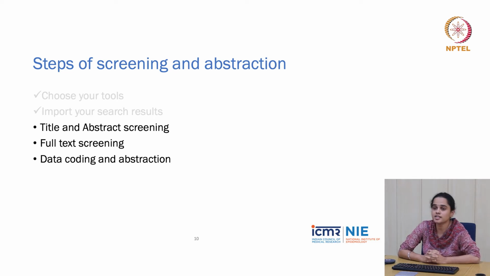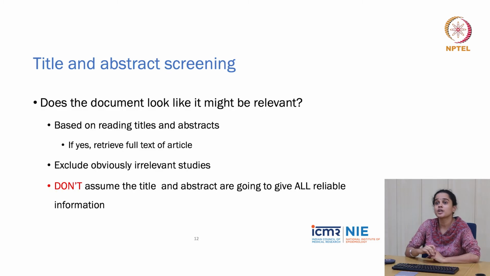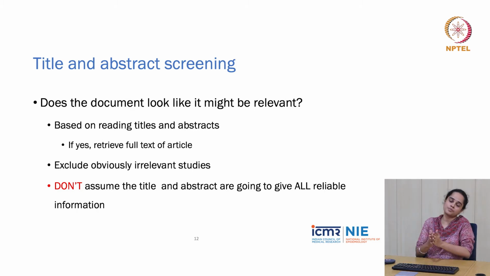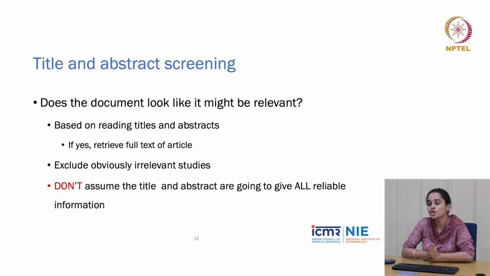Now, when you glance at the title and abstract, the first thing you will be able to do is weed out those ones which are, on the face of it, very irrelevant. So you basically look and see, does the document look like it might be relevant, which you do based on reading the titles and abstracts. If yes, then proceed and retrieve the full text of the article. So you basically use this step to exclude obviously irrelevant studies. However, be more inclusive at this stage. Do not assume the title and abstract is going to give you all reliable information. So again, I repeat, please exclude only obviously irrelevant studies at this stage.